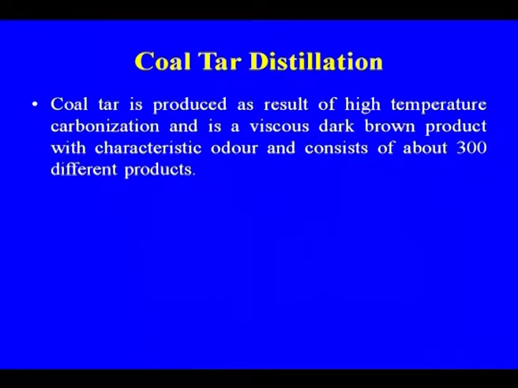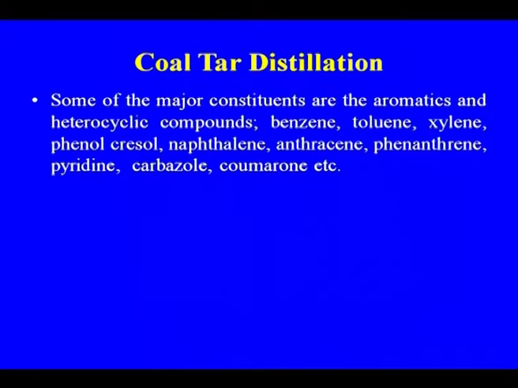Coal tar distillation. As I told you, the coal tar after separating from the coke oven gas is produced as a result of high temperature carbonization and is a viscous dark brown product with characteristic odor and consists of about 300 different products, and that is why the coal tar distillation is important. Some of the major constituents are aromatic, heterocyclic compounds: benzene, toluene, xylene in the light aromatics, cresol, naphthalene, anthracene, phenanthrene, pyridine, carbazole, picoline is also there.